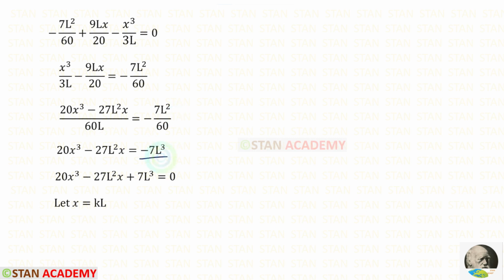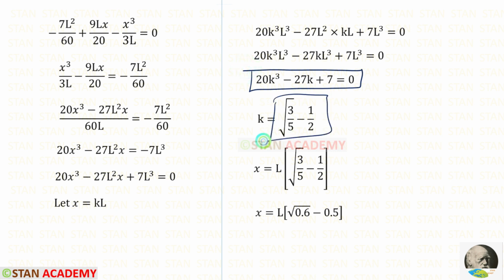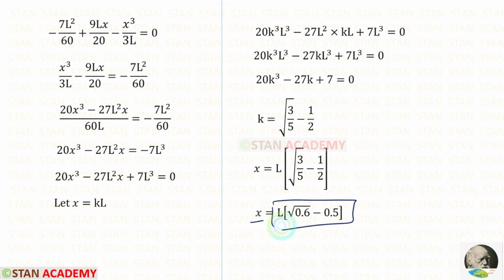Let us take this term on the other side. It will come as positive. Let us keep x is equal to KL. Then we can take L cube outside and take it on the other side. 0 upon L cube, we will get a 0. Then using a calculator, we can solve this equation. So that for k, we will get root 3 upon 5 minus 1 upon 2. We know that x is KL. Finally, for x, we will get this expression.